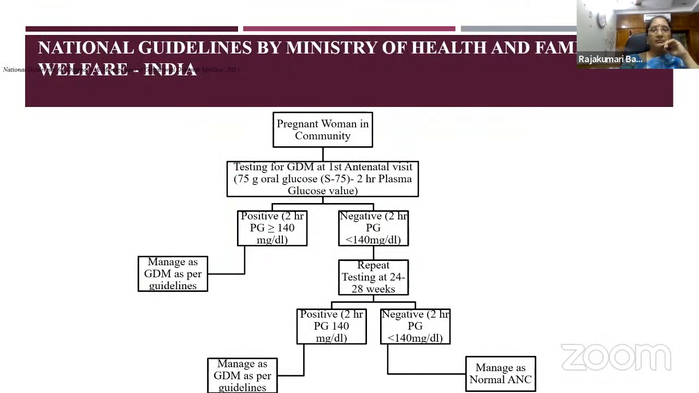National guidelines by the Ministry of Health and Family Welfare, India. Pregnant women in the community should be tested for GDM at the first antenatal visit, and if the value is more than 140, they are managed as GDM. If it is negative, repeat the test at 24 to 28 weeks. Positive means managed as GDM, negative means managed as a normal antenatal case.